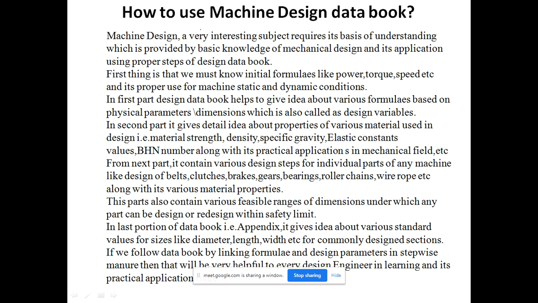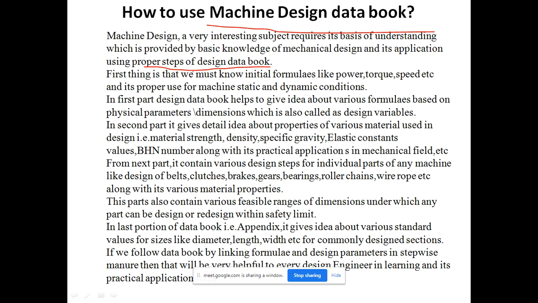Next, come to the very important part, that is the design data book, the machine design data book. As it is included in your diploma syllabus, I am just giving you a brief idea about the design data book and how you can use that. Machine design, a very interesting subject, requires a basis of understanding which is provided by the basic knowledge of mechanical design and its application using the proper steps of the design data book.